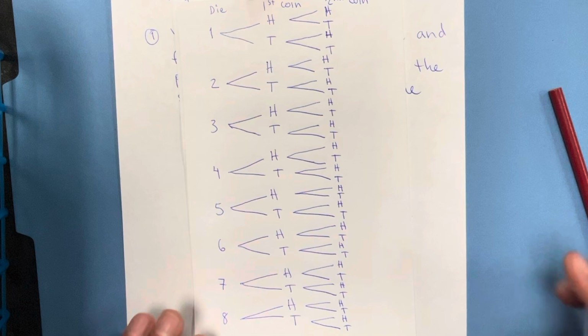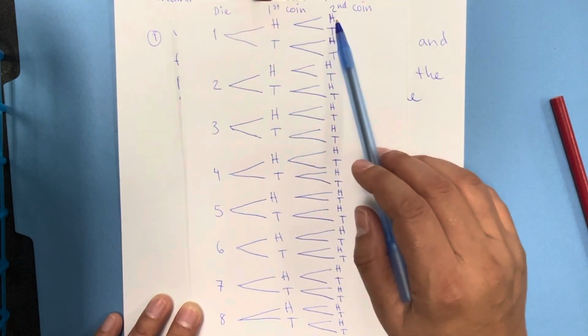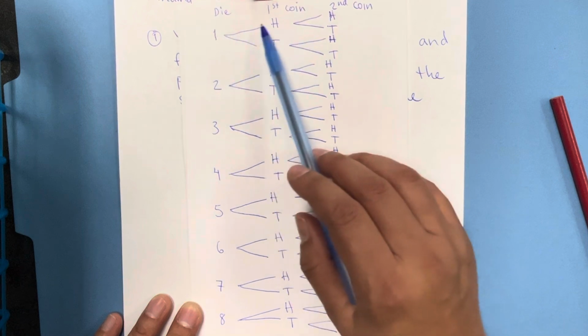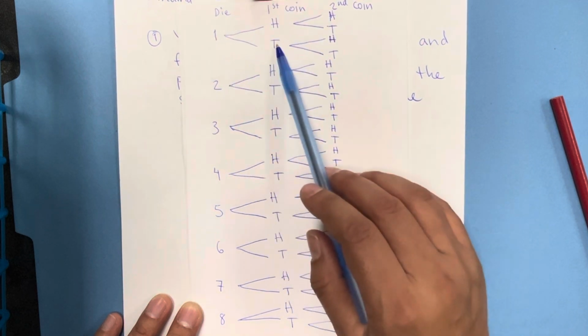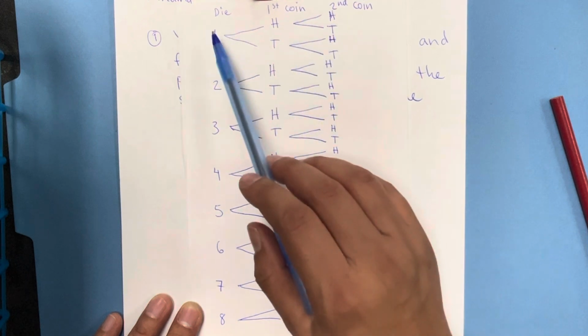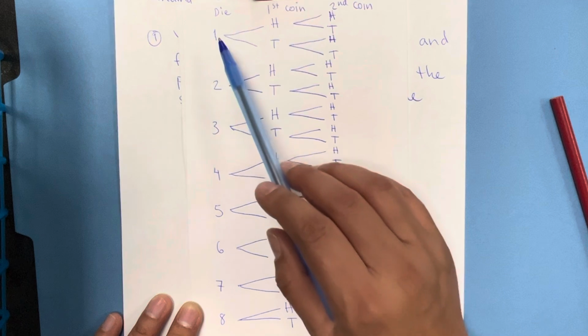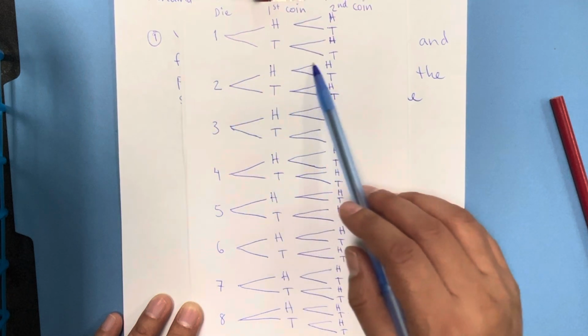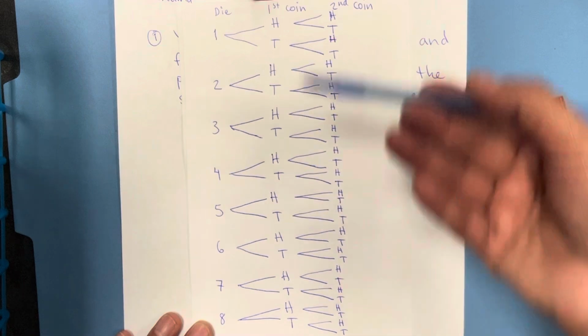What this means is that one possible combination is one heads, heads. Another one is one heads, tails. Another one is one tails, heads. One tails, tails. So that's for the one. And we are going to do the same thing for the two, but these are the possible outcomes.